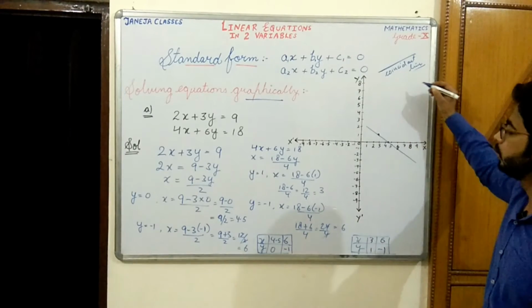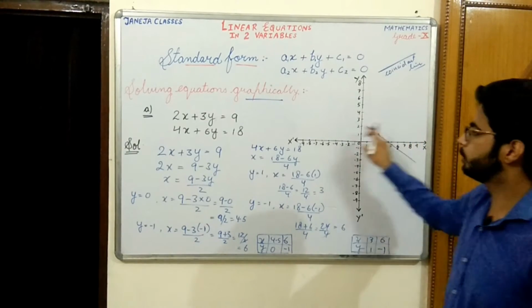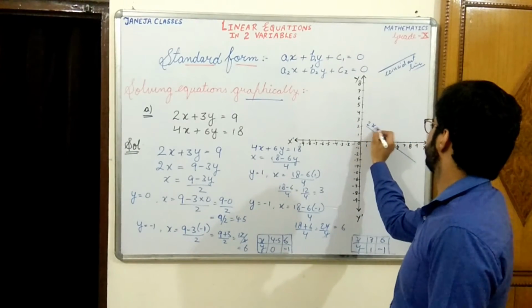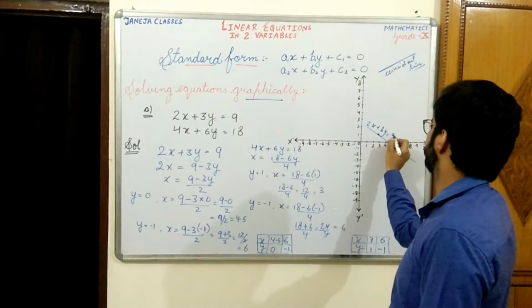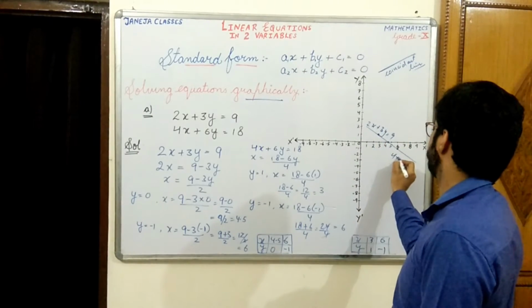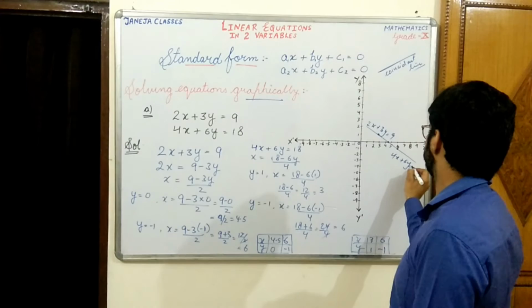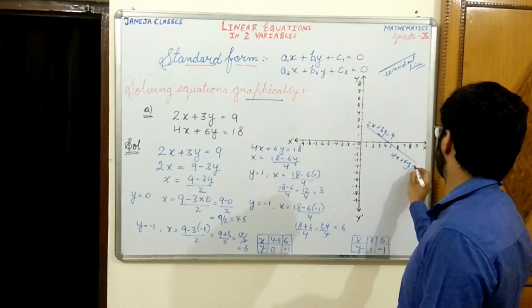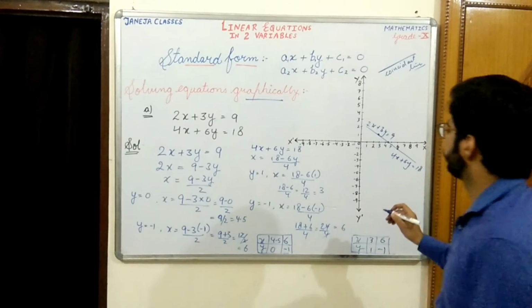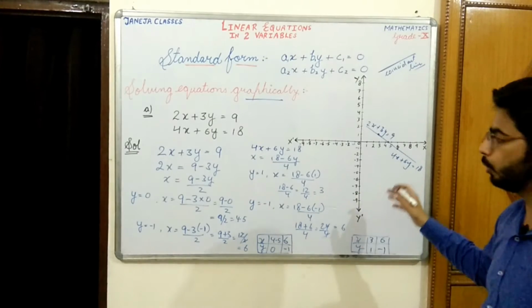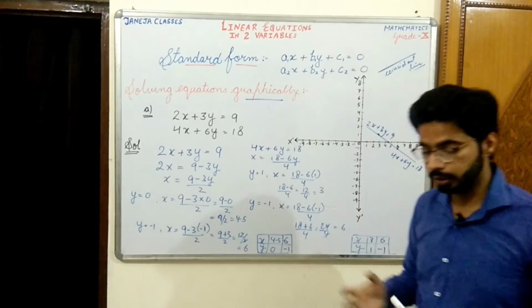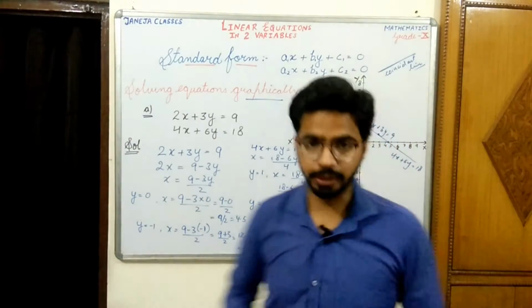Okay, so the first equation is also representing the same line, 2x plus 3y is equal to 9, and the second equation is also representing the same line, 4x plus 6y is equal to 18. So we can say at this point both the lines coincide. Why are they coincident lines? See the reason behind it.